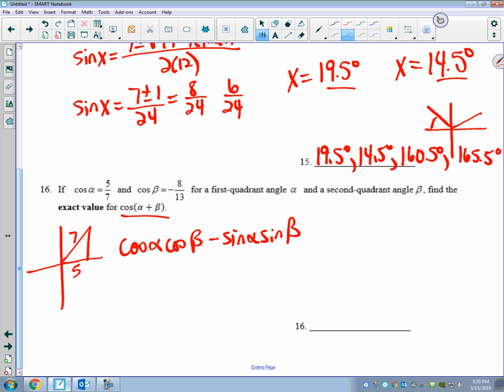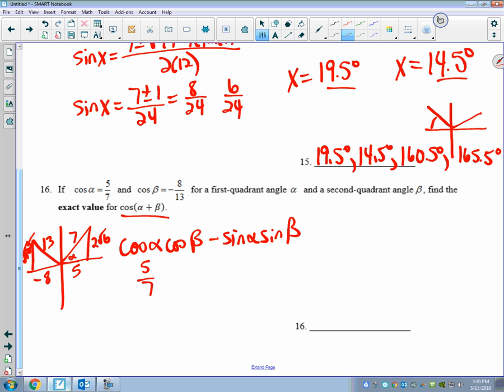And so cosine is 5 over 7. So I can do Pythagorean theorem to get that this is the square root of 24, which would be 2 square root of 6. And so that's alpha. And then beta, oh wait, it says beta is a second quadrant angle, and so that would be -8 over 13, and I can do Pythagorean theorem, and I got the square root of 105.